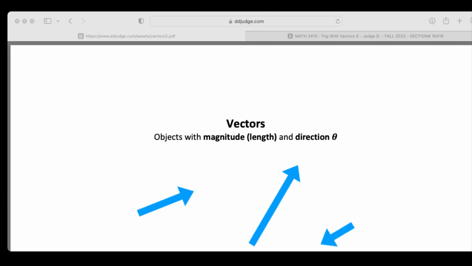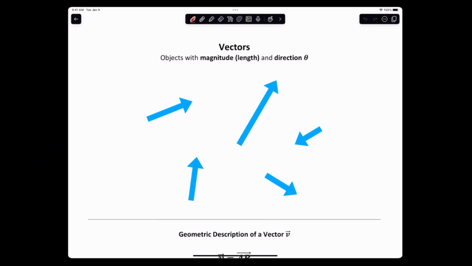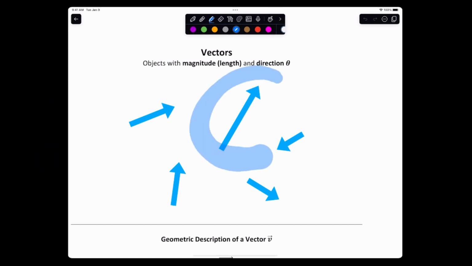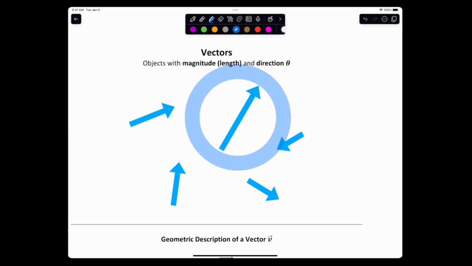Now vectors. If you see this and you think of a vector, what do you guys think a vector actually is? What do you guys see here? You might say, this looks to me like an arrow. Is that true? And I say, yeah, this arrow here is the physical object that's representative of a vector.